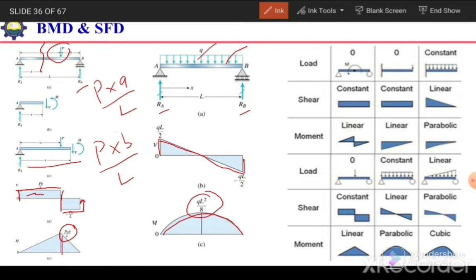Similarly, we can see the comparison between load, shear and bending moment diagram. If the load is 0, in that case shear force will be constant and its degree will be 0, and the bending moment diagram will be linear with 1 degree. And if a constant load is acting, in that case the shear force diagram will be linear and the bending moment diagram will be parabolic. And if the load is linear, then shear force will be parabolic and the moment will be a cubic or third degree curve.